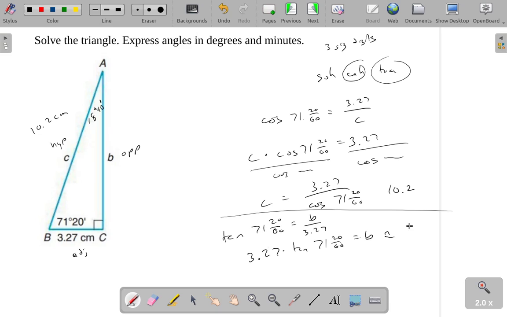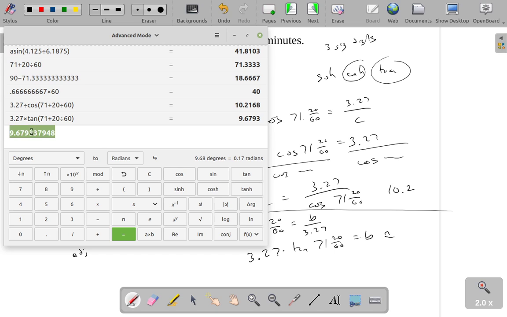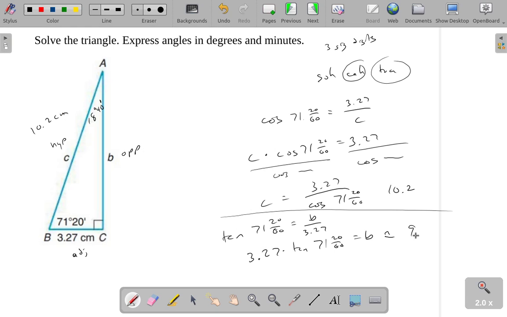So I can just type that in there. There's no division necessary here. Type that into my calculator. I get 9.67, but when I round this up, it becomes 9.68. And of course, you can see I have the 3 significant digits there. So I have my 3 angles, and I have my 3 sides. This triangle is solved.